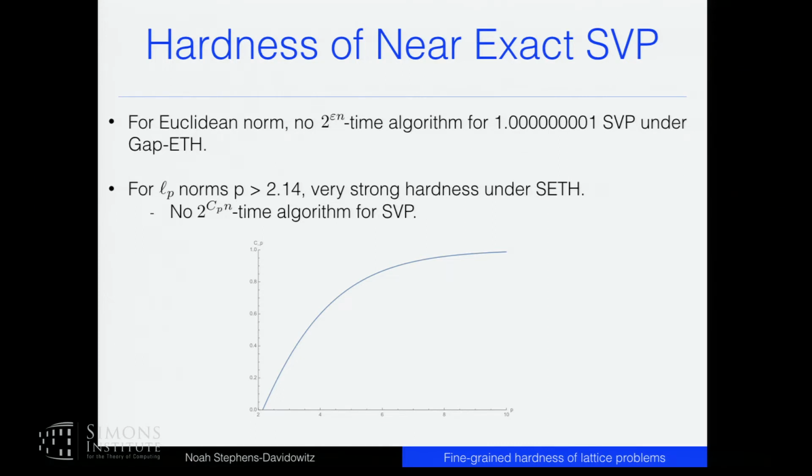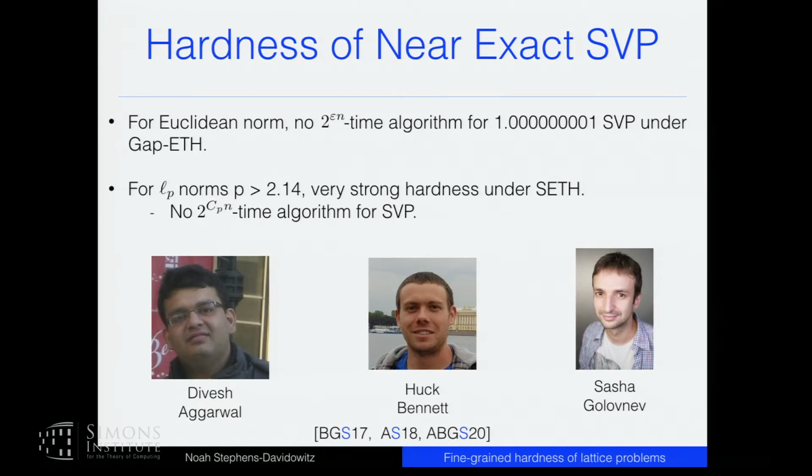It's not clear at all if this is the right answer, because SVP in these norms is very poorly studied. But the point is that we can prove very strong hardness results, just not in the right norm. And this is based on joint work with Devesh and Huck, who are both here, even sitting next to each other, and with Sasha Golovnev.